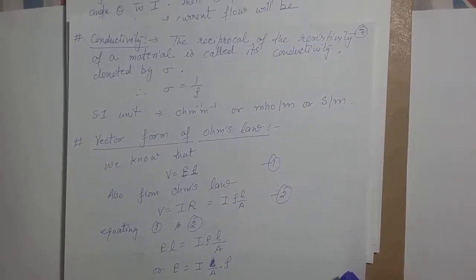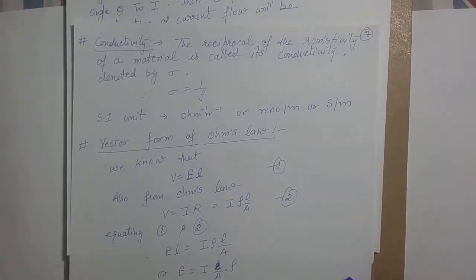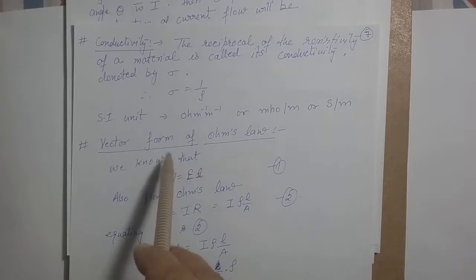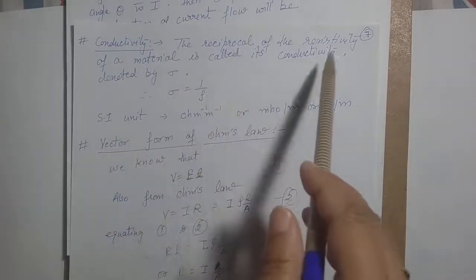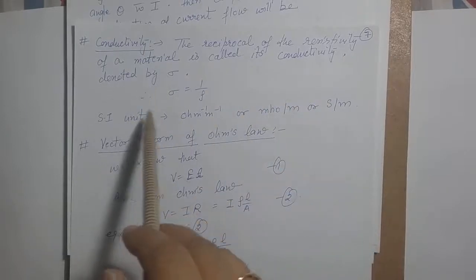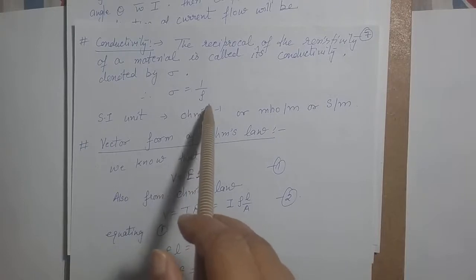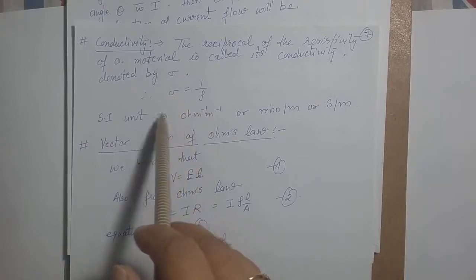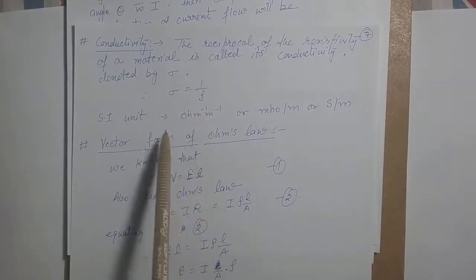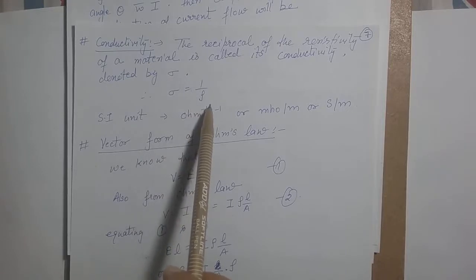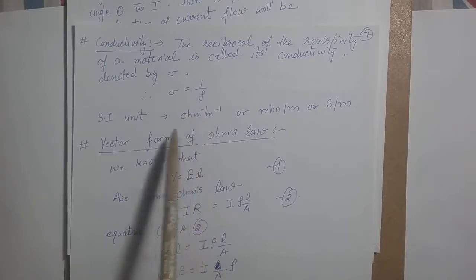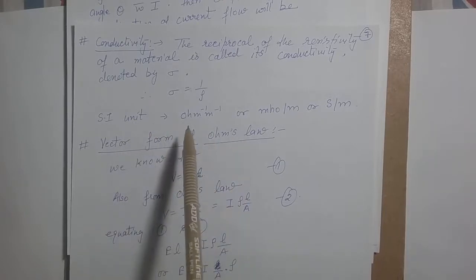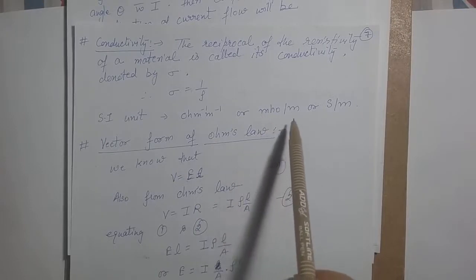Similarly, for resistance the property is resistivity, and for conductance the property is conductivity. Now conductivity specifies how well the given conductor conducts current. Similarly to the case of conductance, the conductivity is also the reciprocal of the resistivity of a material. So rho represents the resistivity, and sigma represents the conductivity. So sigma is equal to 1 upon rho, or we can say that conductivity is equal to the reciprocal of resistivity. The SI unit for rho, that is the resistivity, is ohm meter, and the SI unit for conductivity is per ohm per meter, or mho per meter, or Siemens per meter.